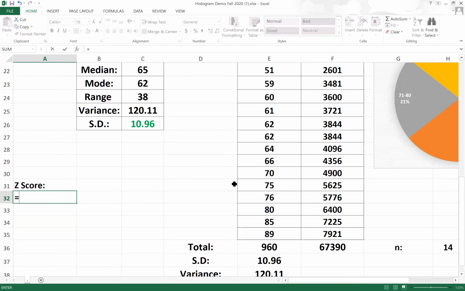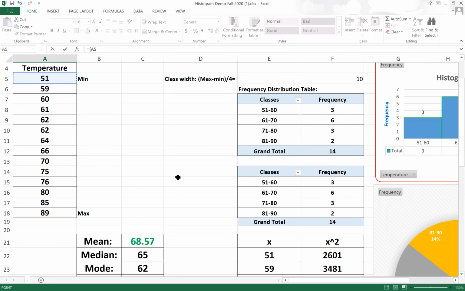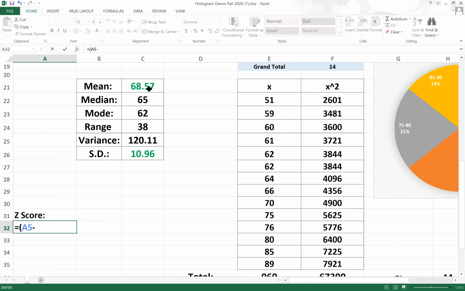So watch. Here we're using the data value, the first data value 51, minus the mean. If you want to save some time and get it done effectively, use absolute reference, meaning put a $ sign in front of the C, the column, and a $ sign in front of the row number. Then we lock the cell, telling Excel that to calculate all these z-scores, we always go back to cell C21 for the mean and cell C26 for the standard deviation.